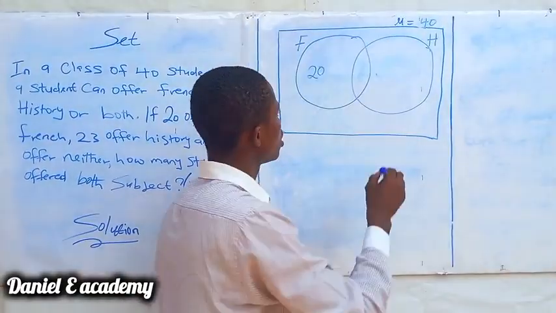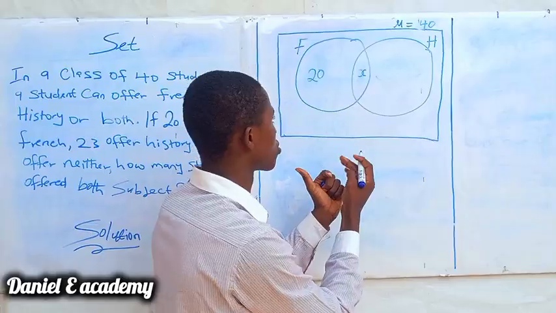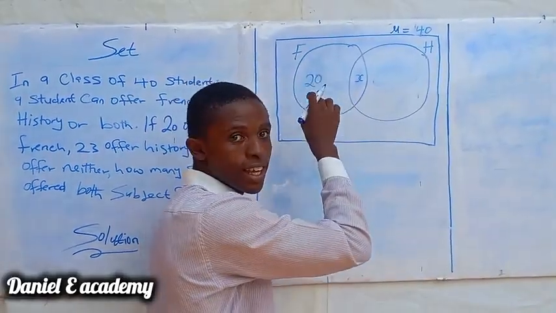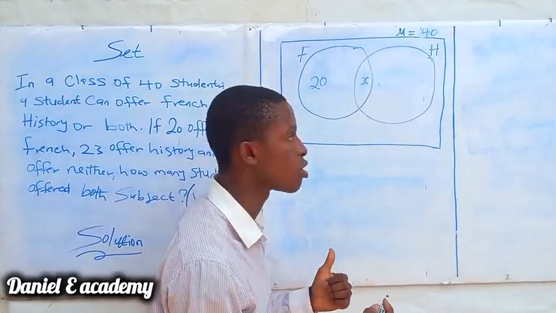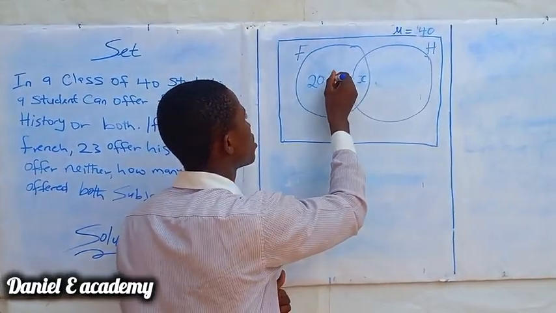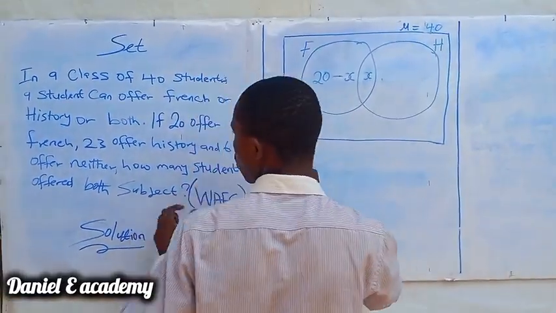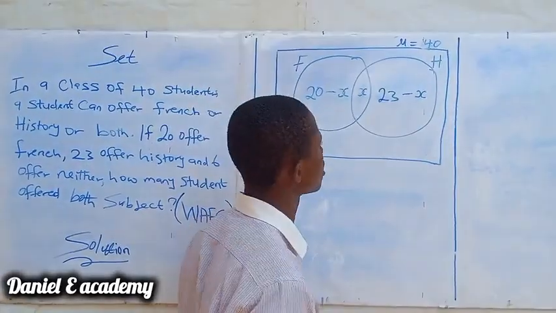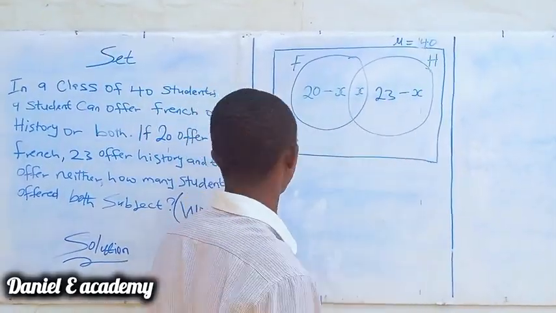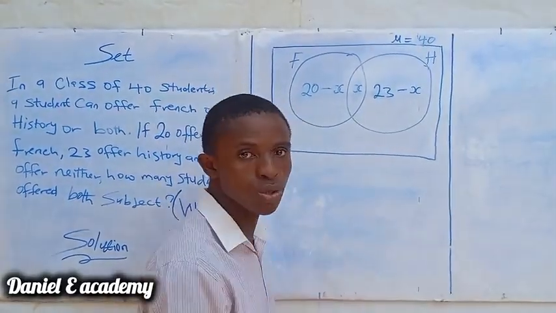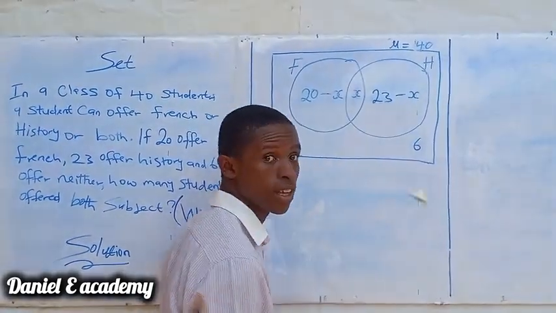But the answer we want to find is the people who do both. That means the intersection of the 2. And we don't forget our number of people who do French. If we don't know the people who do both of them, we write 20 minus x here. Also for history, the number of people who do history is 23 minus x. Then the 6 who do not do any of them, we write outside the circles. So we put in 6.